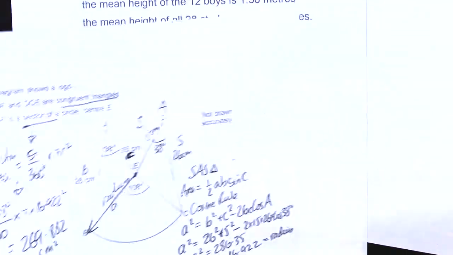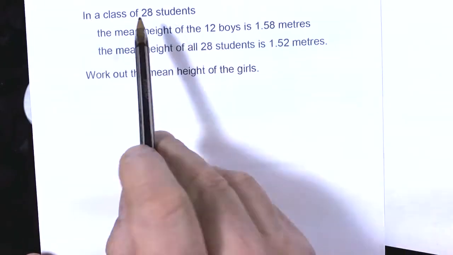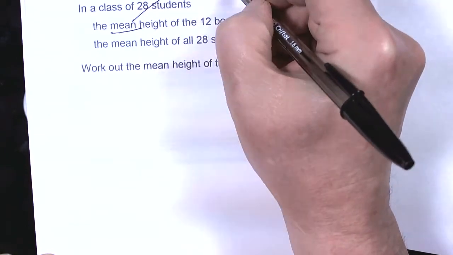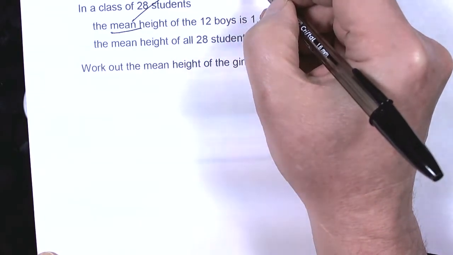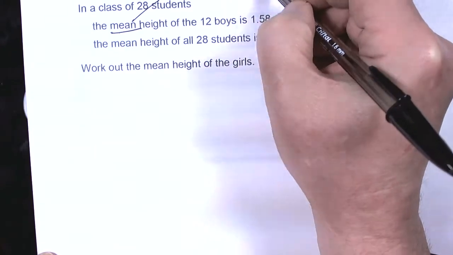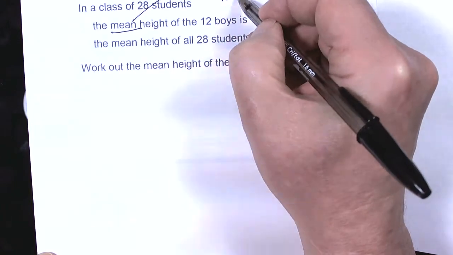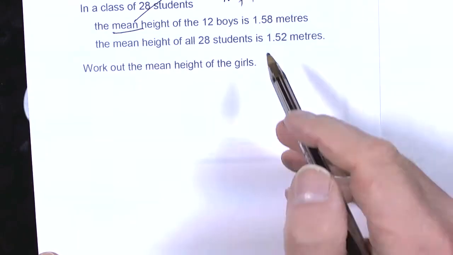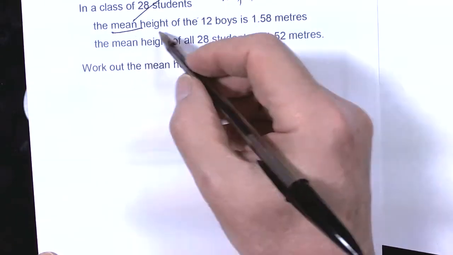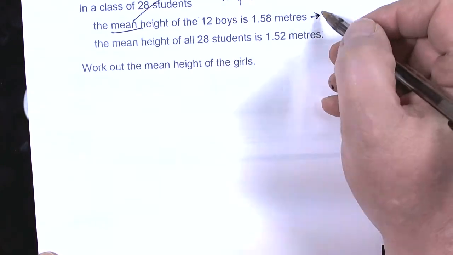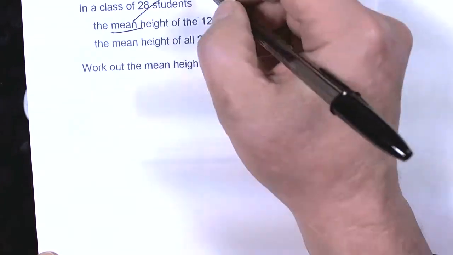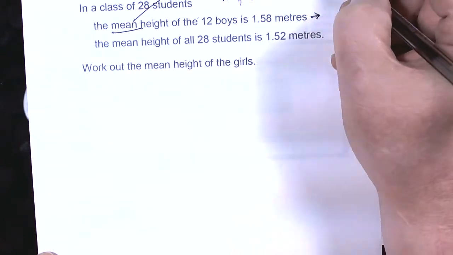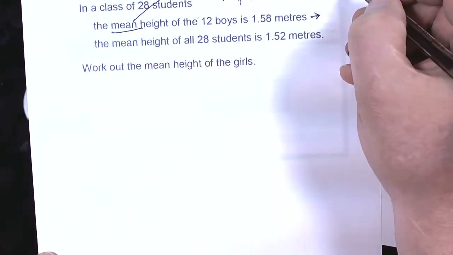Okay, so last one. We've got a class of 28 students, and it talks about the mean, so straight away under what do we know, we should be thinking about total height divided by number of people, because the mean is about the total of everything divided by the number of items that gave you that total. In this case, we're talking about heights and people, so that's fine. Because it's telling us what the mean height is, we can rearrange this to get the total. So the total is equal to the mean times the number of people.